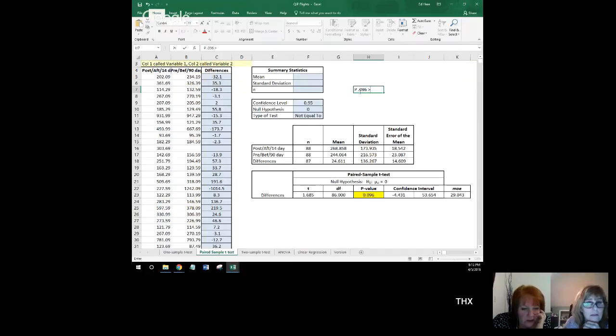So I have a p-value of 0.096. Based on the results of the test, can you say that there is a difference in the cost of airline tickets purchased 90 days in advance compared with 14 days in advance? Use the level of significance of 0.05. So the p-value is higher. High, yeah. Keep the null.